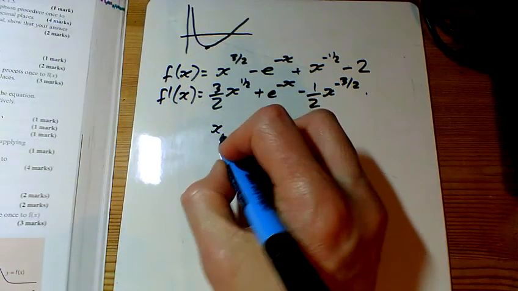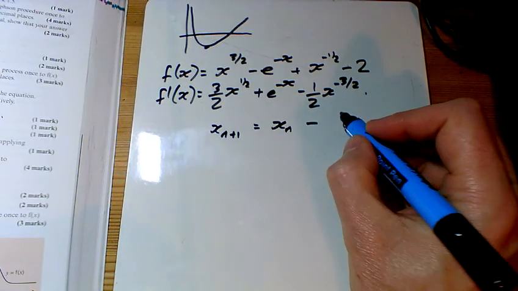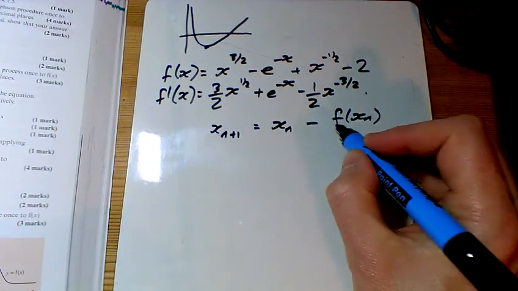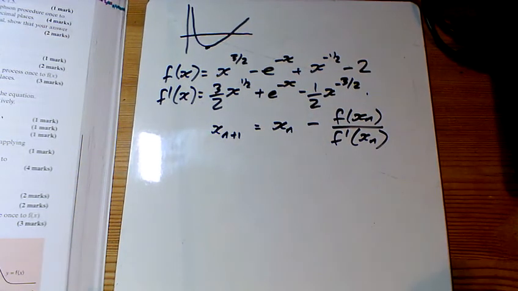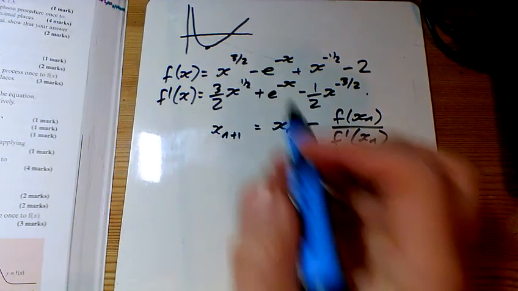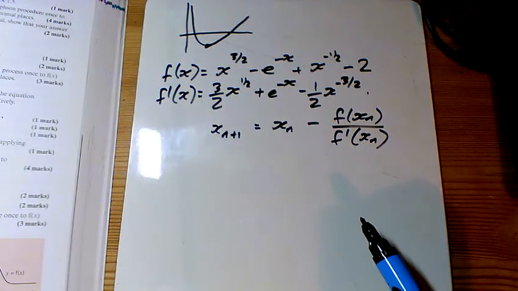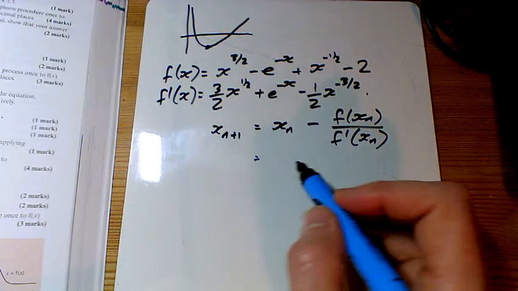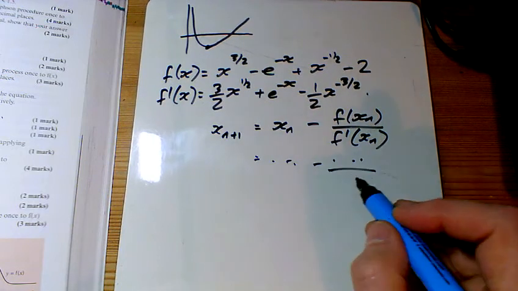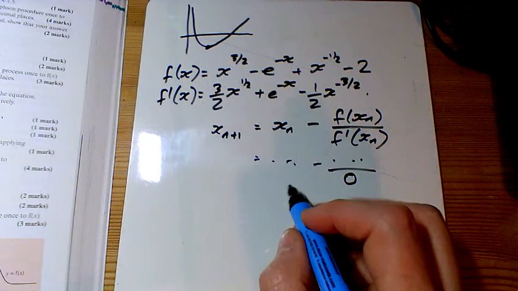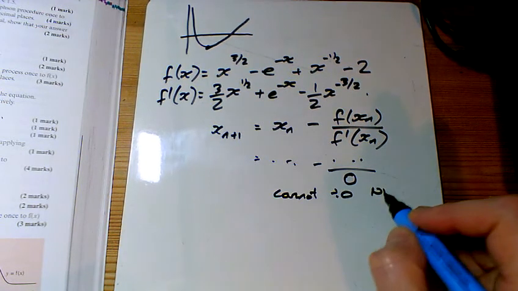And the iterative formula is that the next one is equal to where you are now minus f of where you are now divided by f dashed of where you are now. And part A actually says, why can't you start with this point here? Why can't you start at the stationary point? And clearly, if you start at the stationary point, the gradient at the stationary point would be 0. And so you cannot divide by 0. So the Newton-Raphson won't work.